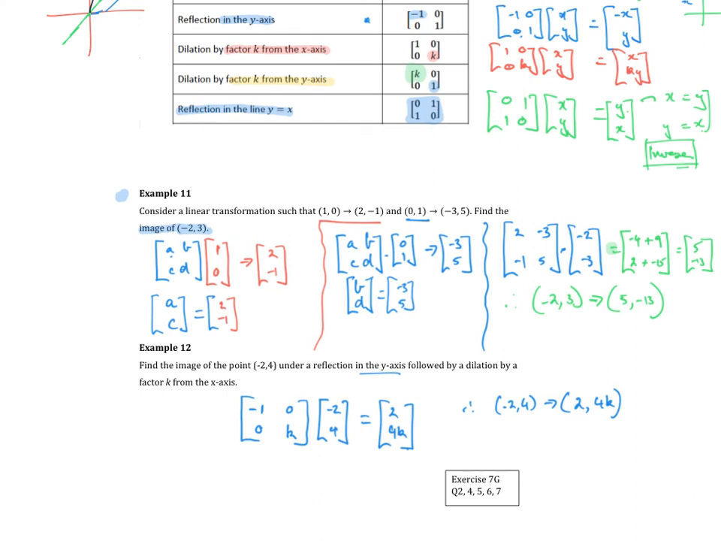Okay, that covers the large part of the transformations there. All right?